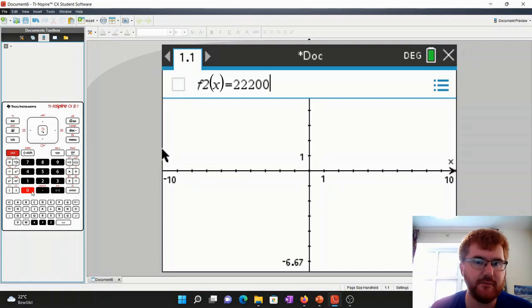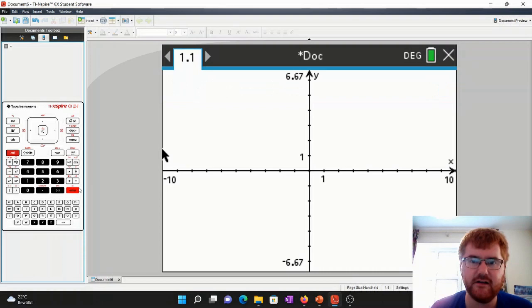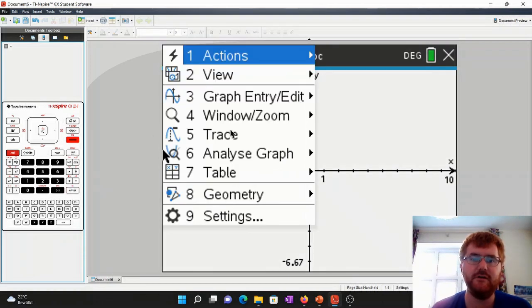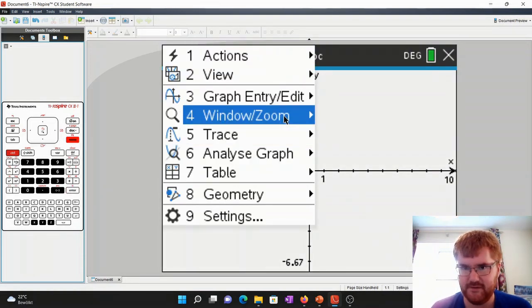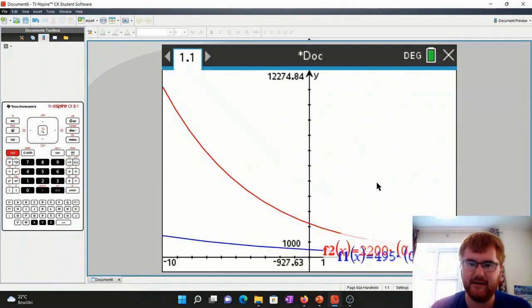So we're going to type in this one as well, making sure we type it in correctly. So 2200 times 0.85. You can of course use the n-1 formula, you just have to be careful when we work out the final answer. I'm going to try and keep this as straightforward as possible. Again, I can't see that graph either. And now we use our favourite button, the button you need to get used to using, zoom fit. And there we are, we finally get the two graphs.